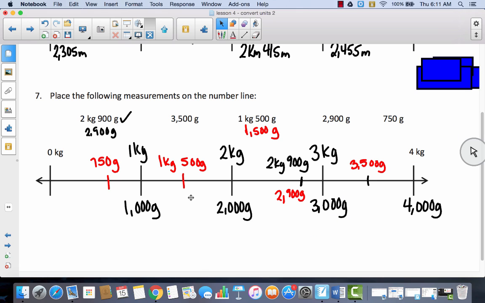So hopefully in this lesson, you learned how kilograms and grams and liters and milliliters and centimeters and meters, how you can think of those in terms of place value units. That should help you with your conversions.